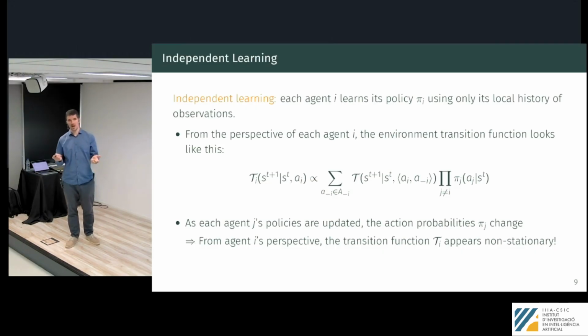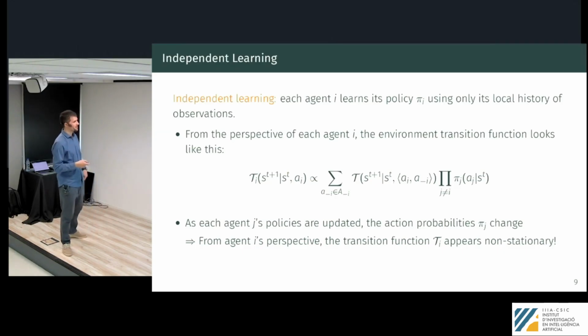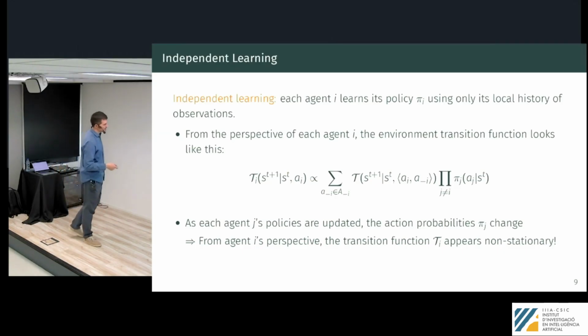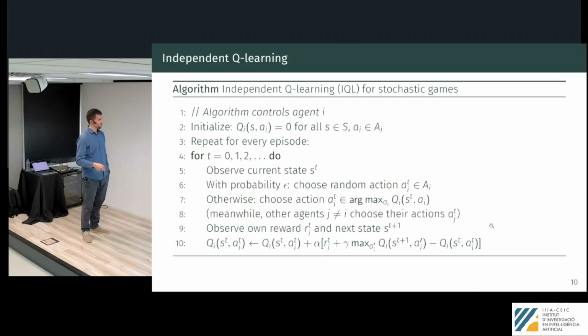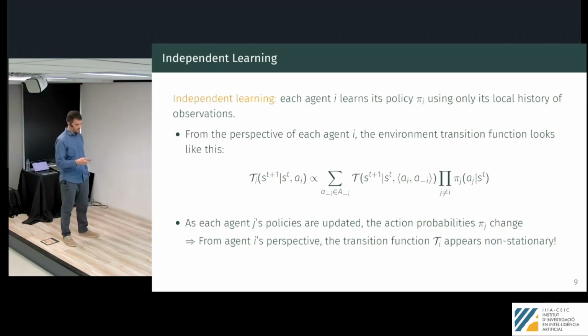And it doesn't know why. It doesn't see that the other agents are changing their policies. It doesn't even know that there are these other learning agents or that there's such a thing as their policies. So as each agent j's policy is updated, the action probabilities in their policies change. And so from agent i's perspective, the transition function T_i appears to be non-stationary. And that's a really important thing to realize when you do independent learning.